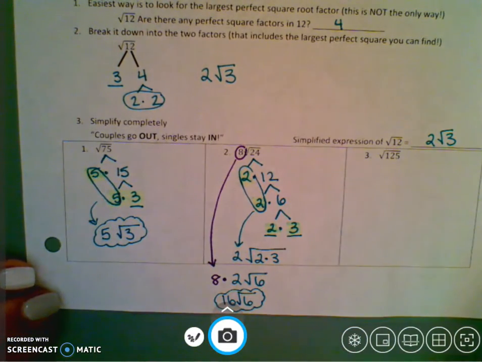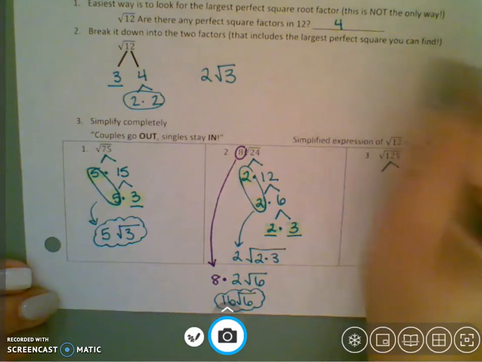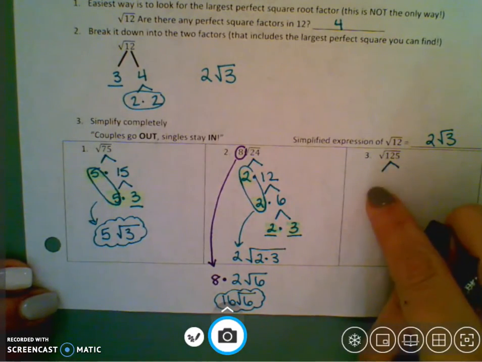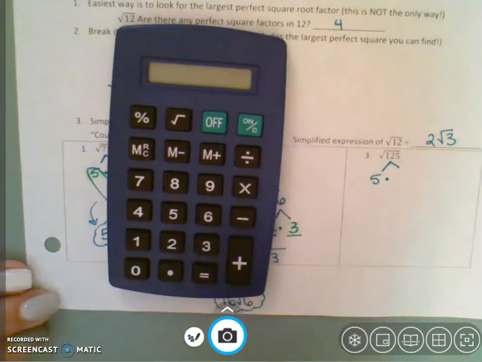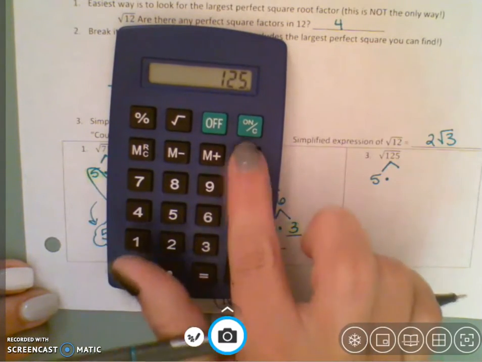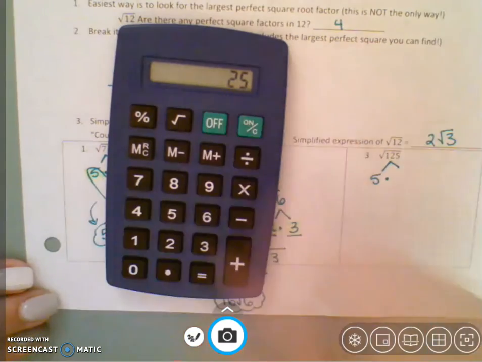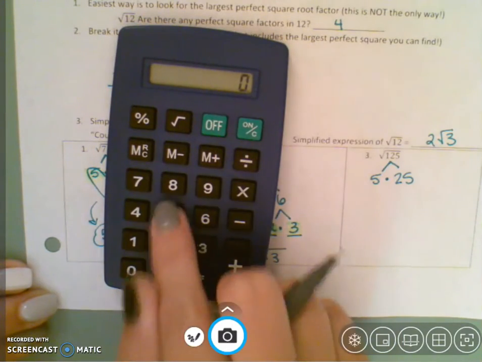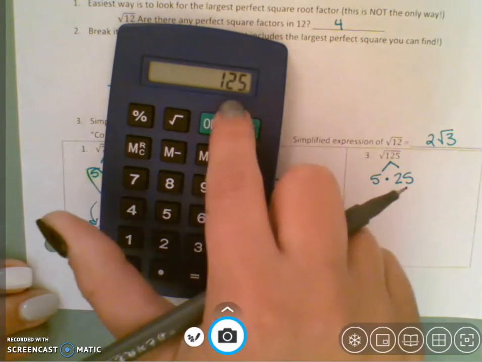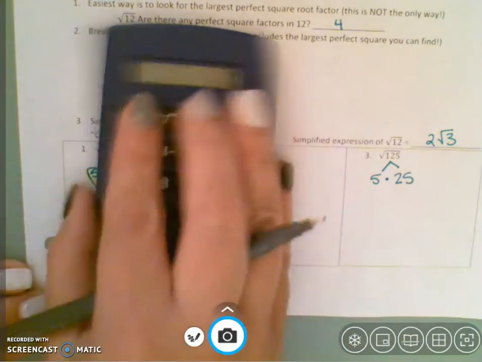Okay, go ahead and pause this video and see if you can make the factor tree for number 3. Okay, you should have paused this video to see if you can make the factor tree for number 3, and this is how your factor tree should go. 125, 5 can go into it again because it ends in a 5. And if you're not sure 5 times what, turn on your calculator and do 125 divided by 5, and that'll tell you what multiplies. So it's 25. And if you're still not sure if you're right, go back and do 5 times 25, and it gives you 125. So that's how you know you're correct.